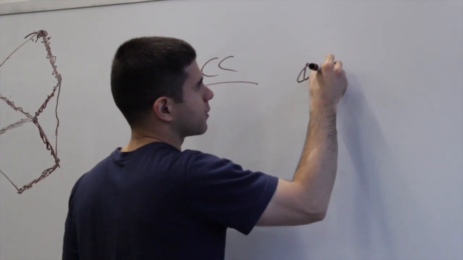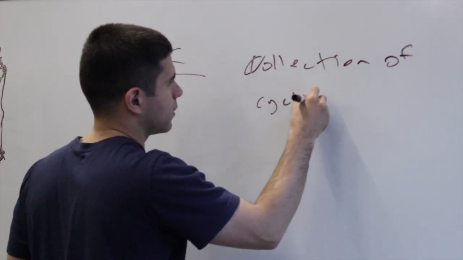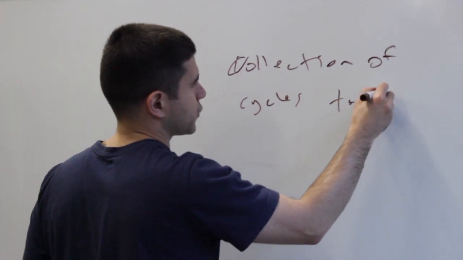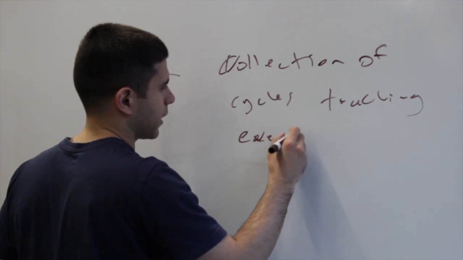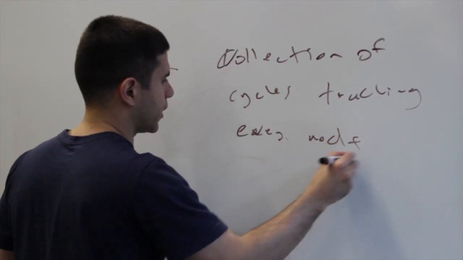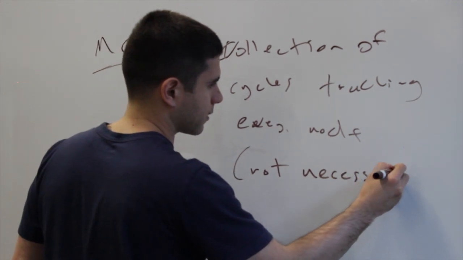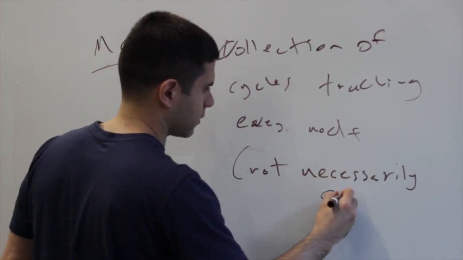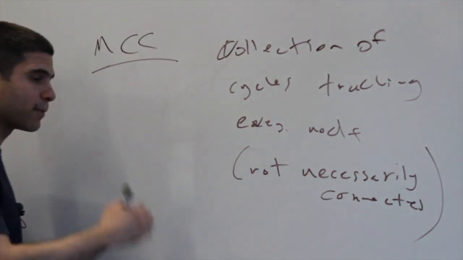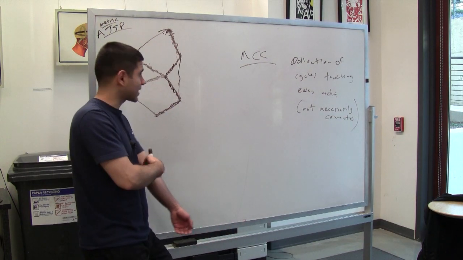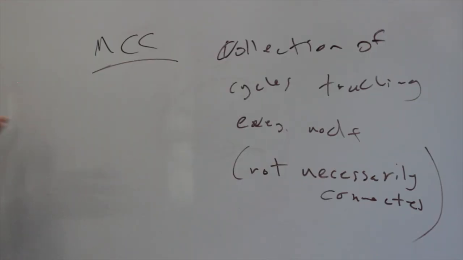A collection of cycles touching every node, but not necessarily connected. The Hamiltonian cycle has to be connected. So somehow we have to take that solution and make it connected.